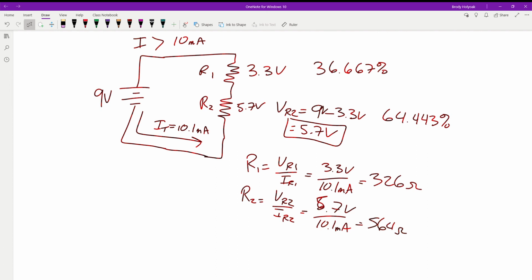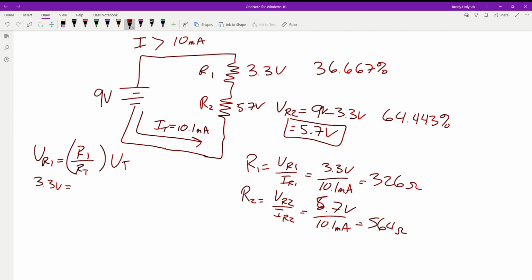We could go back through and we could plug these values into our voltage divider. Okay, we have the formula. So VR1 is equal to R1 over R total multiplied by the voltage total. Okay, so we know this is going to be 3.3 volts. We know that this ratio is going to come out to this value, so we have to kind of play with it. We need to pick some values that are going to give us 36.667%.